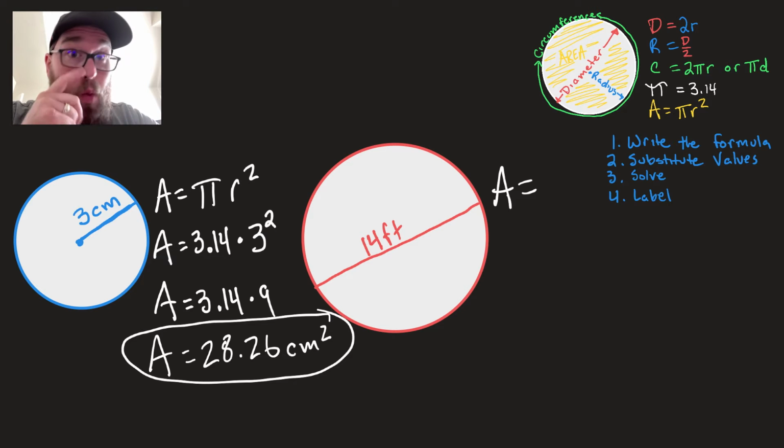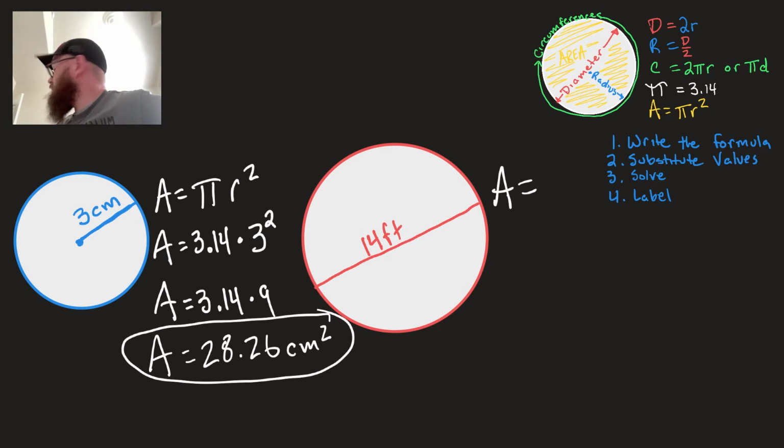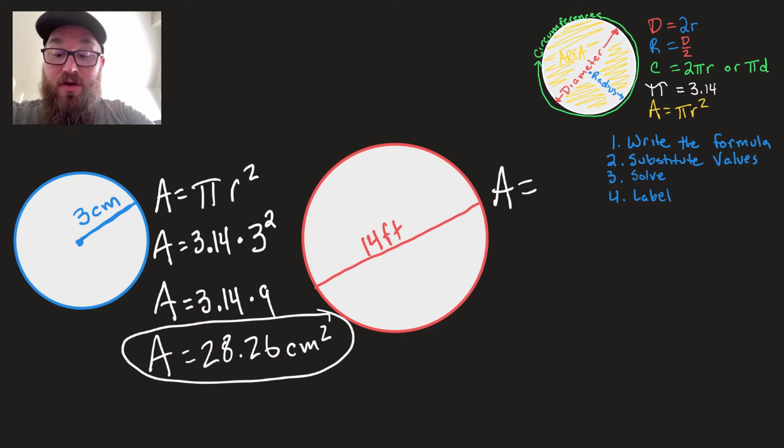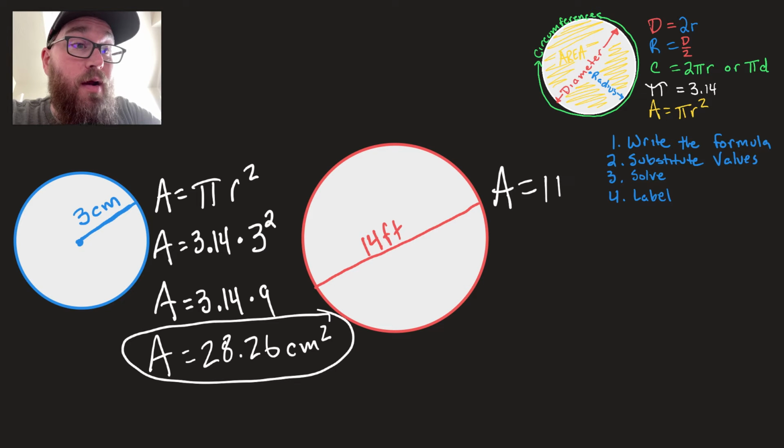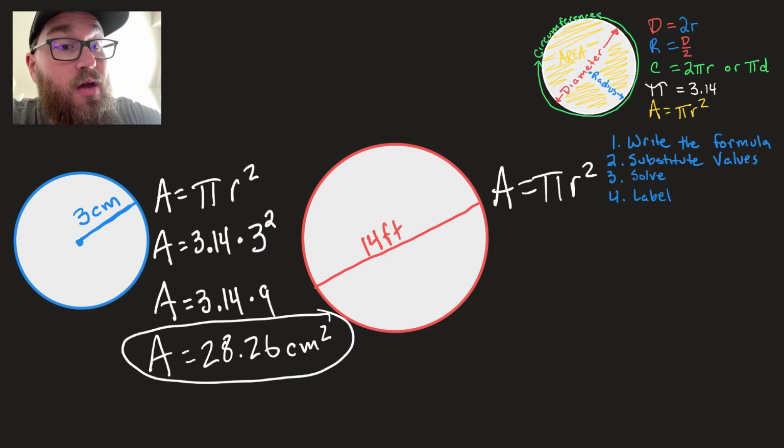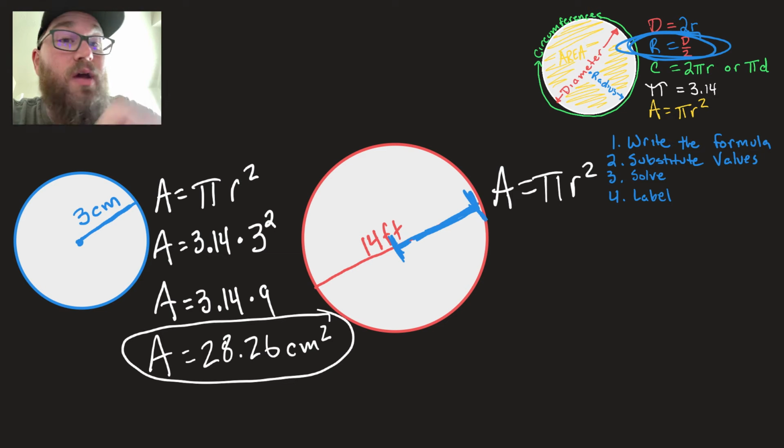Now, for the red, for the red here, this is given to us as a diameter. So we have a problem because our area formula is pi r squared. It doesn't give us an option to use the diameter. So we have to remember how to convert a diameter back to a radius. If a diameter is all the way across, a radius is just half that. So in order to find the radius, we can do diameter divided by 2. So 14 divided by 2 is 7 feet. So the radius here is 7 feet.